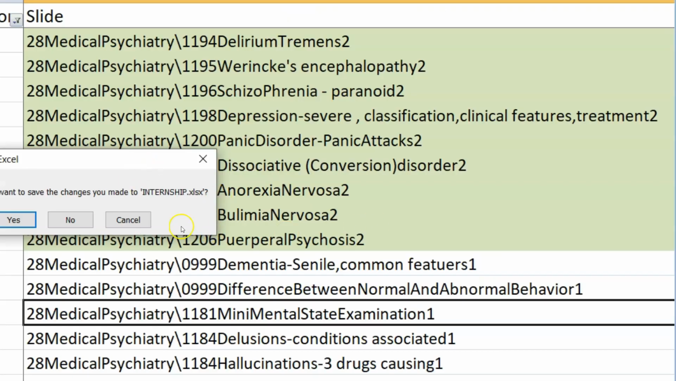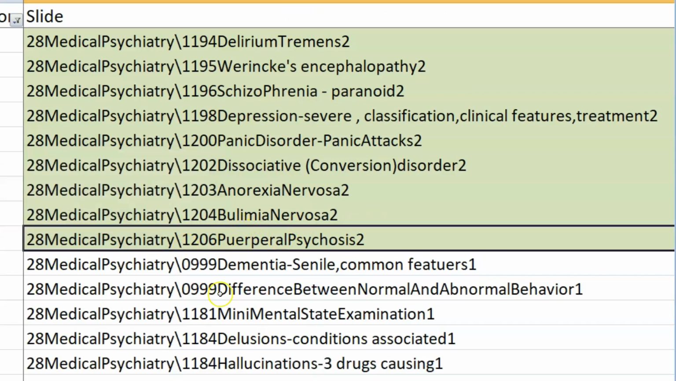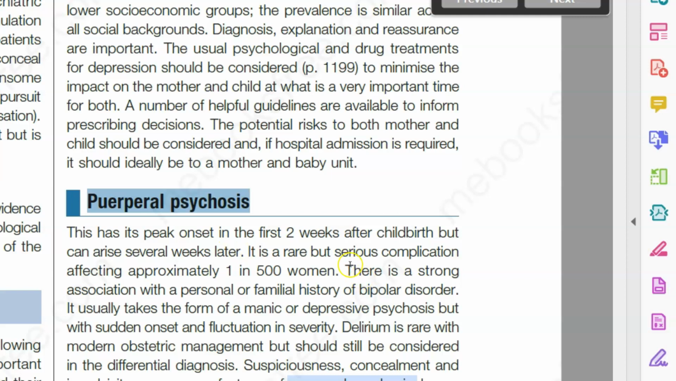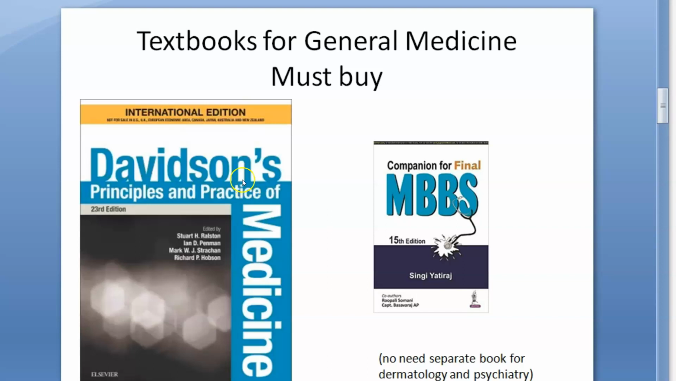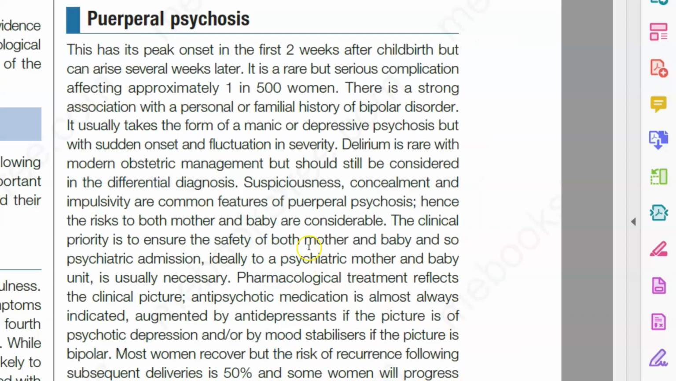Okay. Now let's move on, people. Now let's look at the last one here, puerperal psychosis. This is something to do with obstetrics. Or there is one more here, postpartum depression they're calling it. Again, here we are showing you the book Davidson because Davidson is the best. It has general medicine, dermatology, psychiatry, everything included, and Davidson is the best according to us. No, we are not sponsored by them.